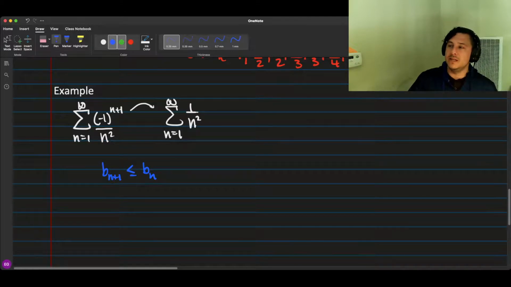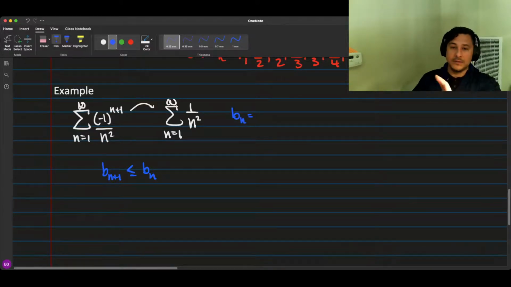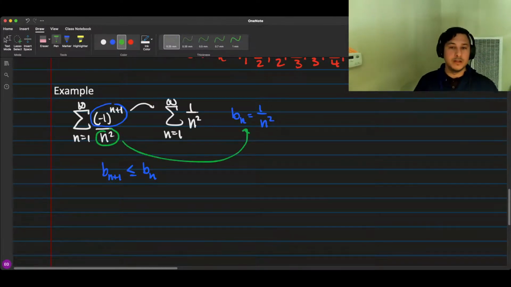Okay, so you plug everything into the formula. Your bn plus 1 is going to be -1... Actually, sorry. I guess what we should remind ourselves here is that, remember, the bn part is the part without the negative. So our bn is just 1 over n squared. Right? This part just does the alternating, and it's the rest of it that we're calling bn.